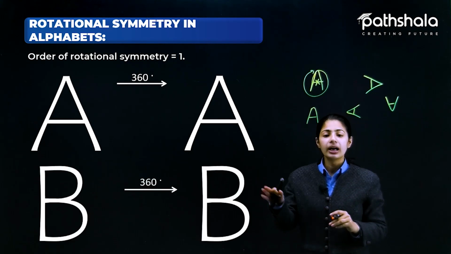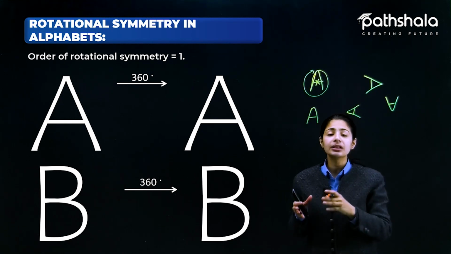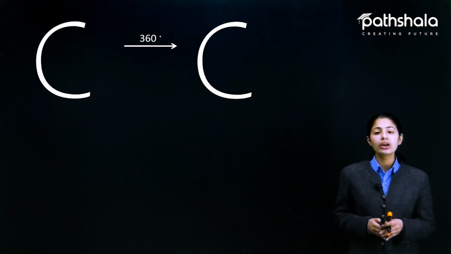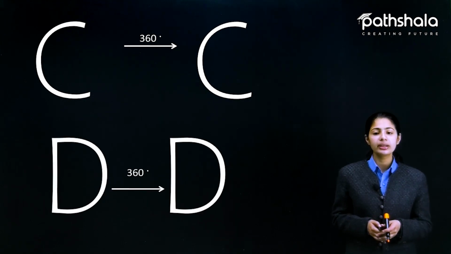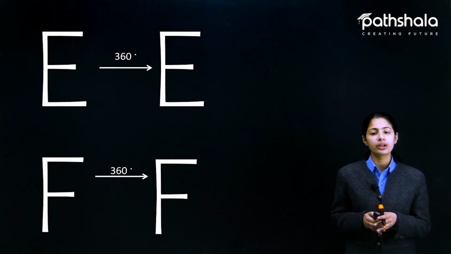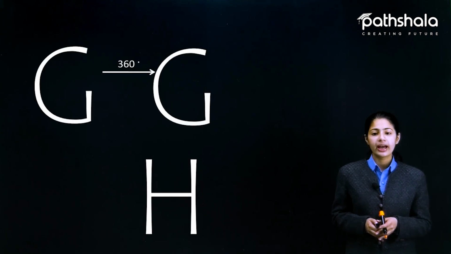Second is B. Again for B, the order of rotational symmetry is 1 and the angle through which we are rotating is 360 degrees. For C, again the order of rotational symmetry is 1 and the angle through which we are rotating is 360 degrees. Similarly for D, the order of rotational symmetry is 1. For E and F, the order of rotational symmetry is 1.